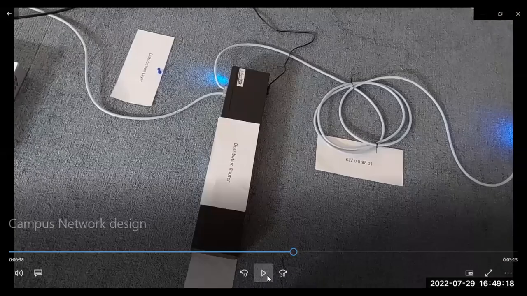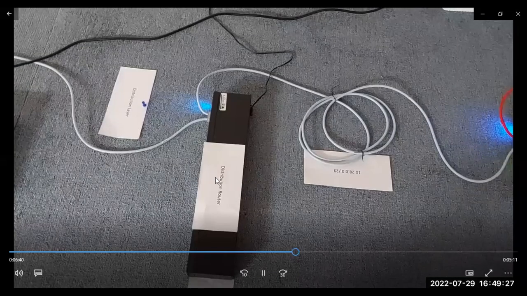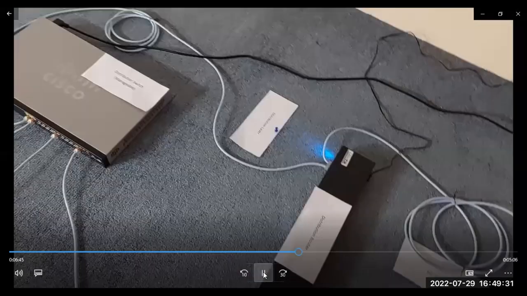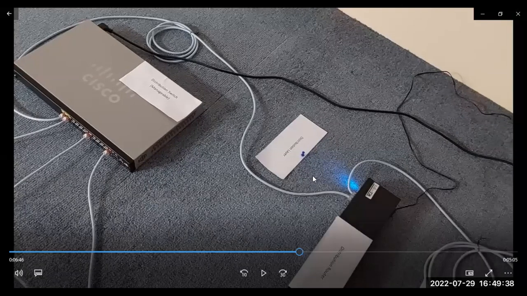Okay, now we can see here these two routers, at the core level and distributed level, and then we use a distributed switch, which is manageable. Now, a question has arisen. Maybe you have the question or not, but I want to say it.